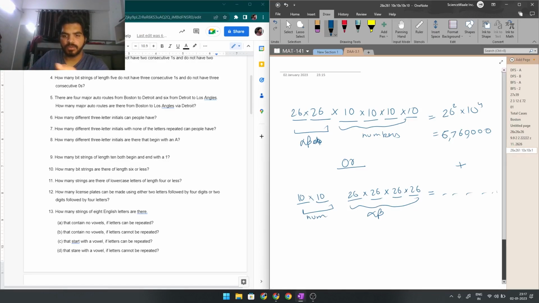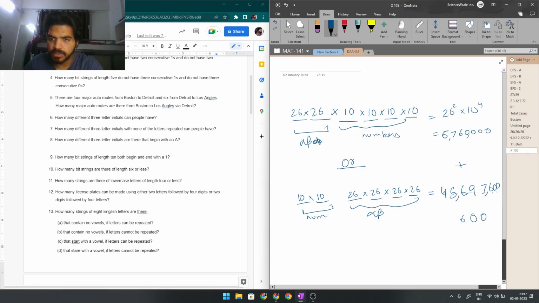Whatever it is, we'll be adding them, some crazy value. 6,760,000 plus whatever. Okay, I'll calculate once. 676 into 676. Adding them up, that will be around 52 million. Big number. Cases are there. That is the answer.